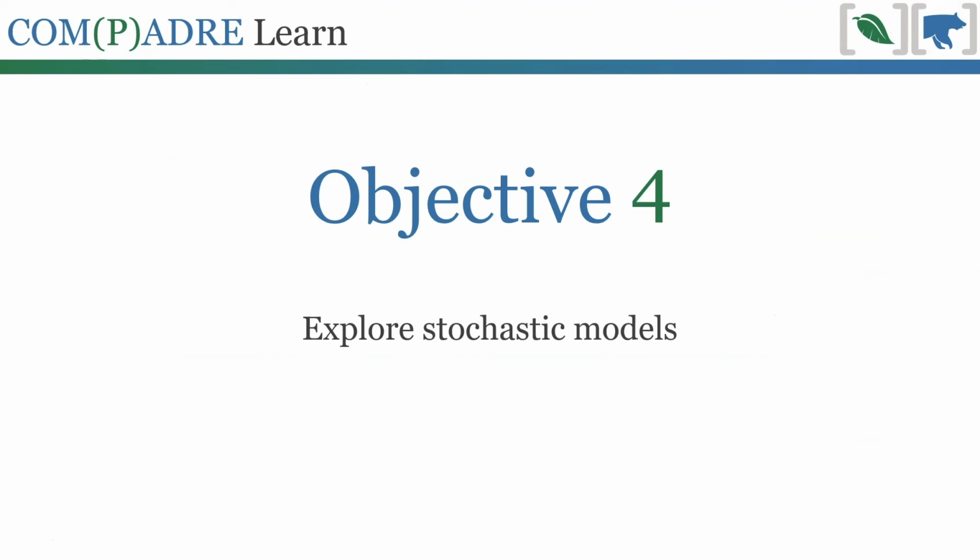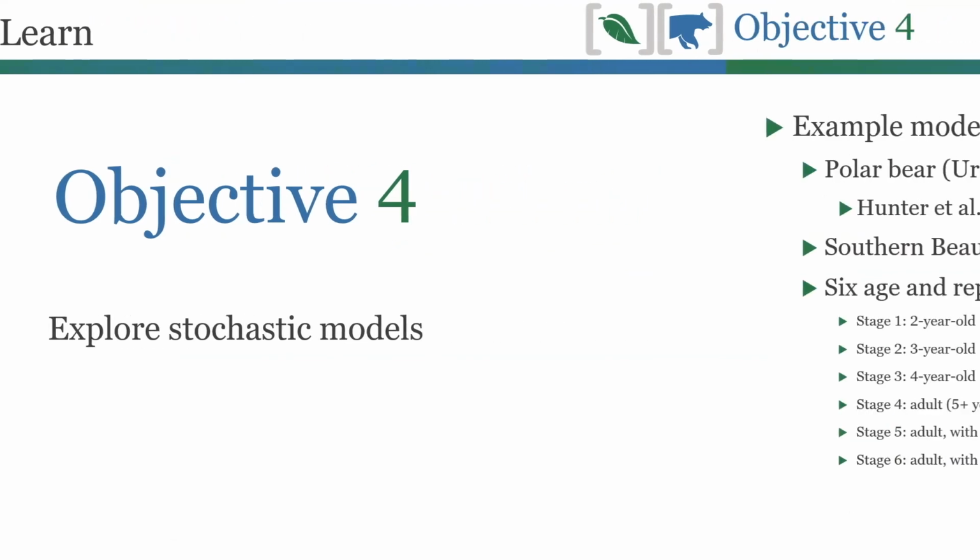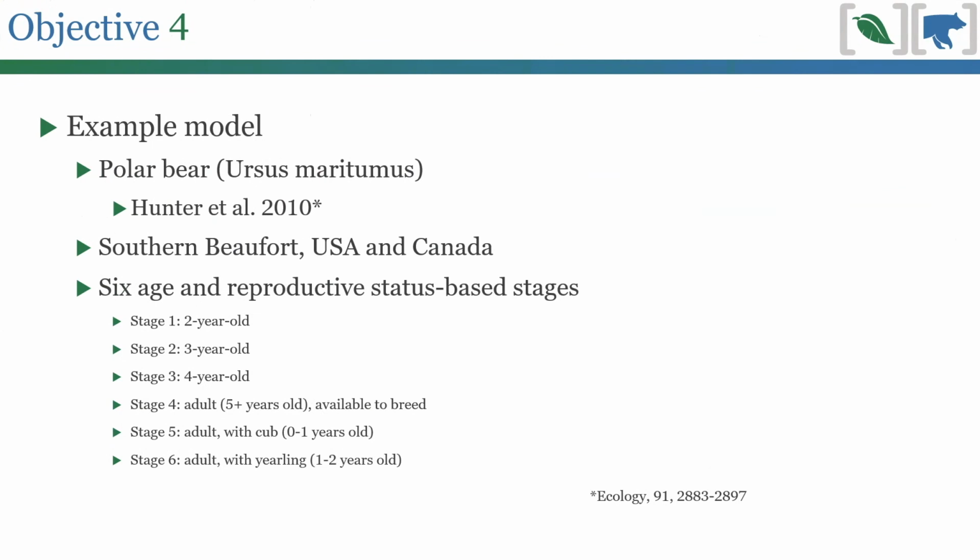Objective 4. Explore stochastic models. It's a big assumption to think that vital rates of populations do not change over time. Abiotic, biotic, and anthropogenic disturbances may alter survival, reproduction, and growth of an organism.